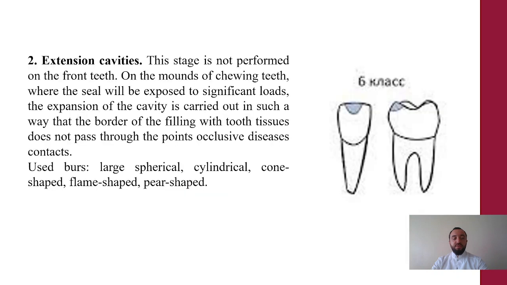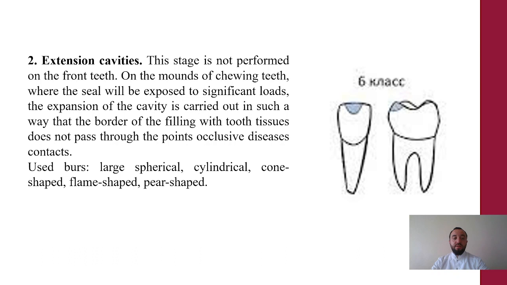2. Expansion of the cavity. This stage is not performed on front teeth. It is performed on the cusps of chewing teeth, where the filling will be exposed to significant loads. The expansion of the cavity is carried out in such a way that the border of the filling with tooth tissues does not pass through the points of occlusal contacts. Use large burs: spherical, cylindrical, cone-shaped, flame-shaped, pear-shaped.